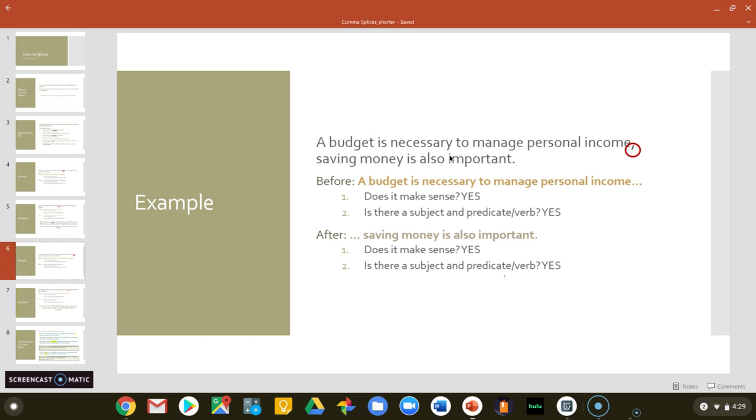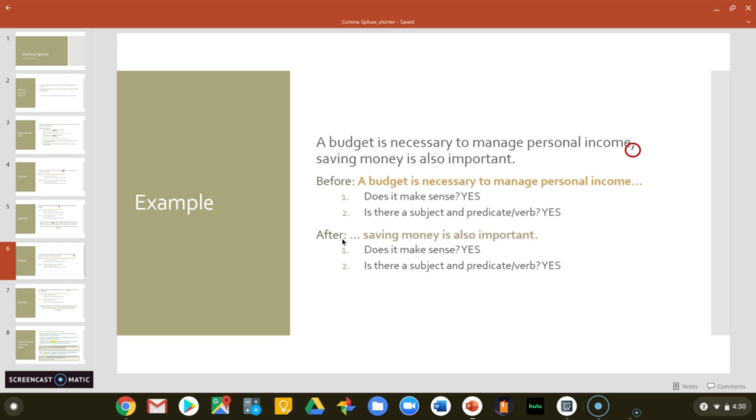Look at our second sentence. A budget is necessary to manage personal income, saving money is also important. So we have our comma, and again, we're reading everything before the comma and asking, does it make sense? A budget is necessary to manage personal income. So that sounds like it makes sense to me. It feels like a complete thought. Let's check and see if there's a subject and a verb. So we do have a verb, which is, and then we have a subject of the sentence, which is budget. So we do have a subject and verb.